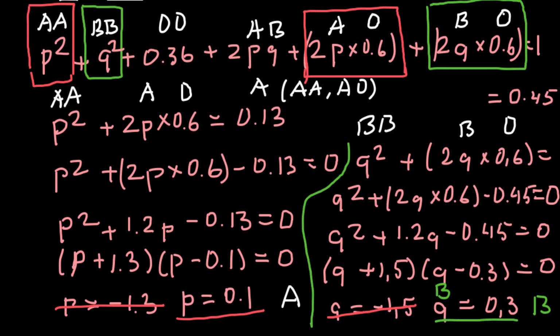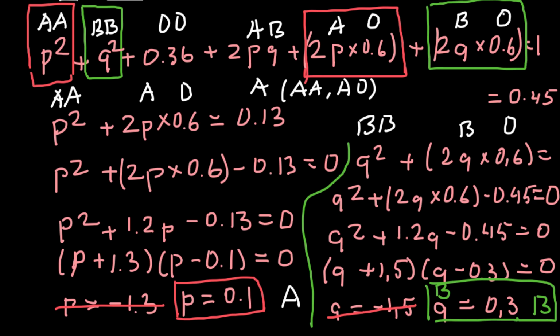So now we have frequency of 3 alleles, A, B, and O. So once again, frequency of the allele A is 0.1, frequency of the allele B in population is 0.3, and frequency of the allele O is 0.6, as you remember.